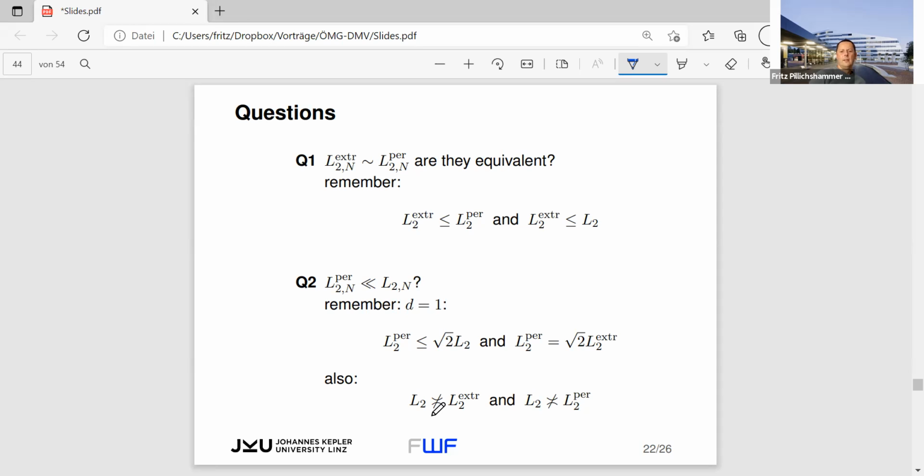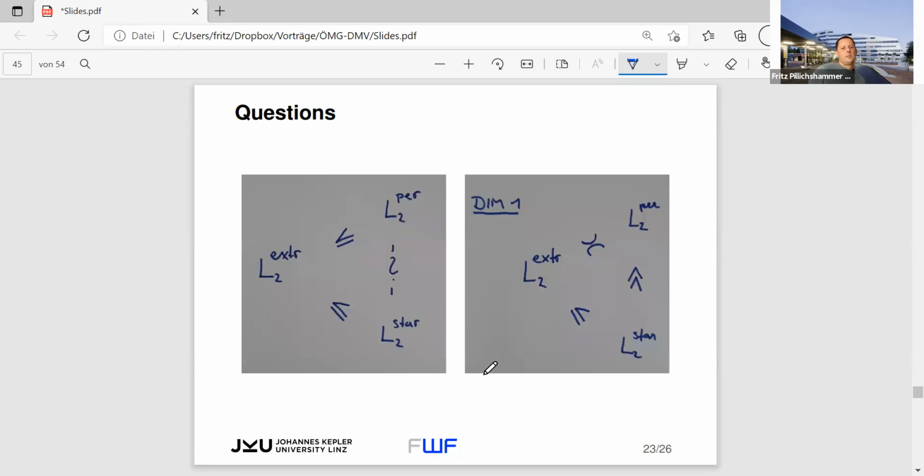Remember also, L2 star discrepancy is not equivalent to L2 extreme and L2 periodic discrepancy. That's also what we can deduce from our formulas. So here you have a concise picture of the two questions that I stated just before. In the general dimension, L2 extreme we know is dominated by L2 periodic and L2 star discrepancy. But are any of these equivalent, and what about L2 periodic and L2 star discrepancy? So this is a big question mark at the moment. The picture is clearer or almost complete in dimension 1.